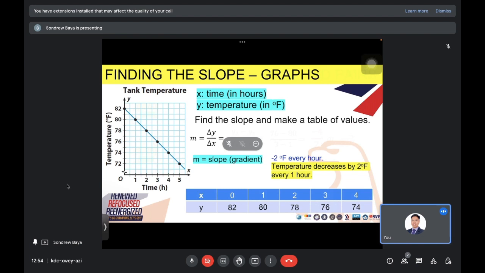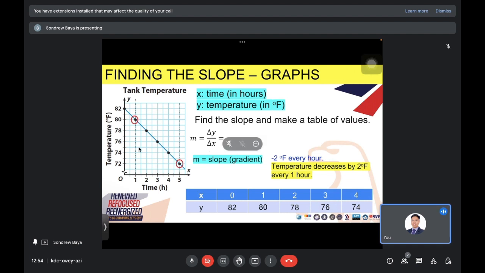Okay, for example, let's try to focus on these 2 points. Now, since they are coming from the same line, your rate of change here should still be negative 2 degrees Fahrenheit. So we are going to show that the rate of change is still the same, but using a different method. Okay? And how is it done? Again, it just revolves around the concept of change in Y over change in X. So you have to know how much Y changes every time X changes.